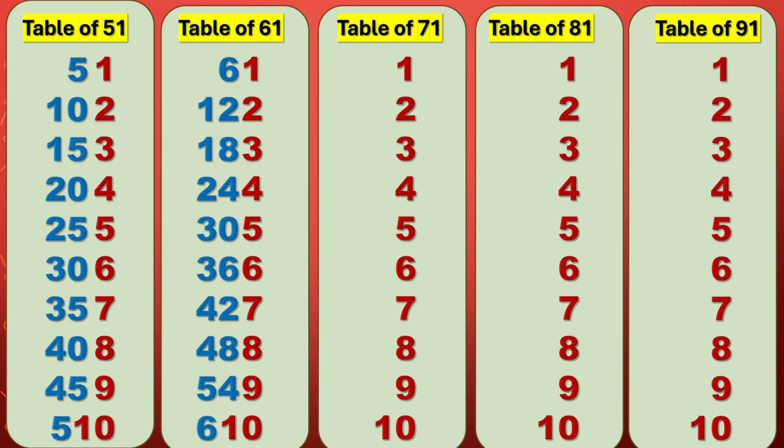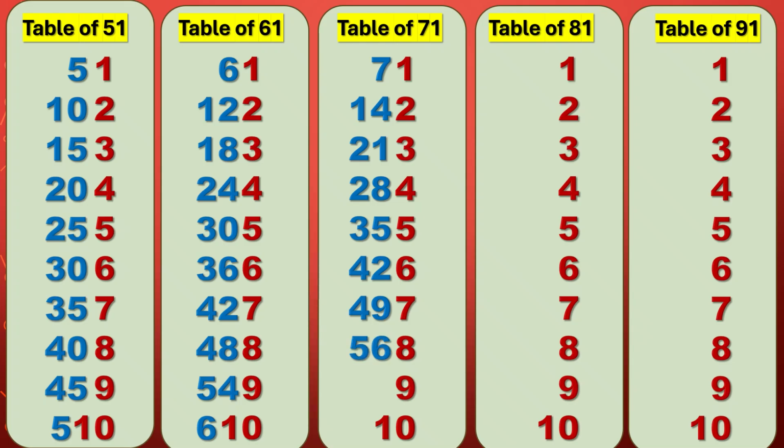For the table of 71, write the table of 7 before the table of 1. 7 ones are 7, 7 twos are 14, 7 threes are 21, 7 fours are 28, 7 fives are 35, 7 sixes are 42, 7 sevens are 49, 7 eights are 56, 7 nines are 63. In the last, write 7.